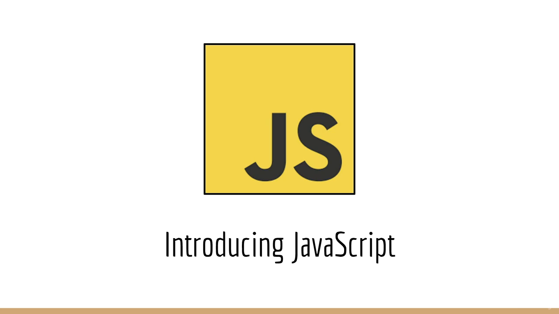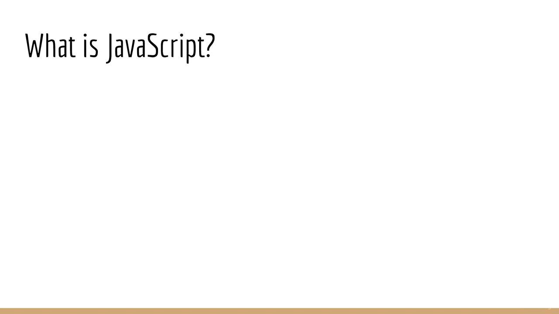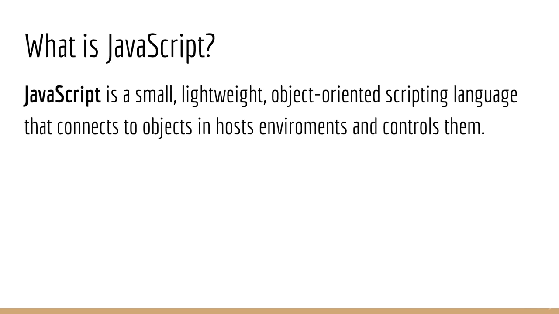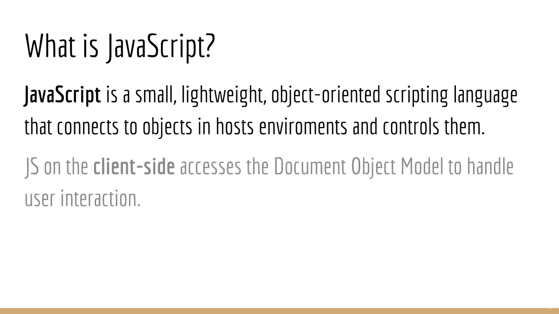Let's start by answering a basic question to introduce JavaScript. What is JavaScript? At its core, JavaScript is a small, lightweight, object-oriented scripting language that connects to objects of host environments and provides programmatic control over them. That host environment is most commonly a web browser. We call this client-side JavaScript.